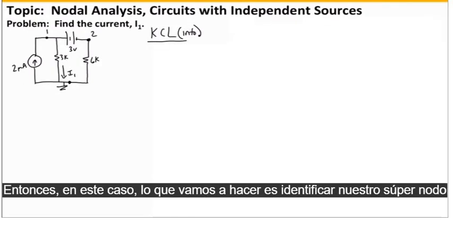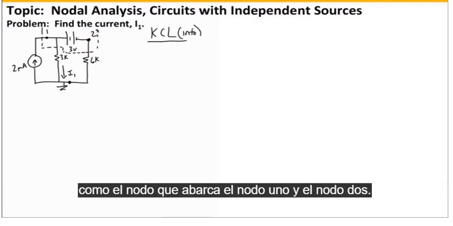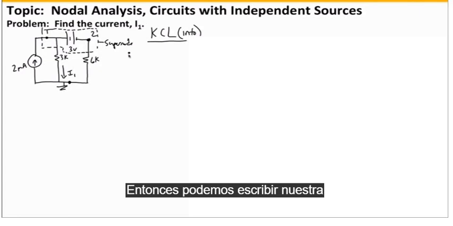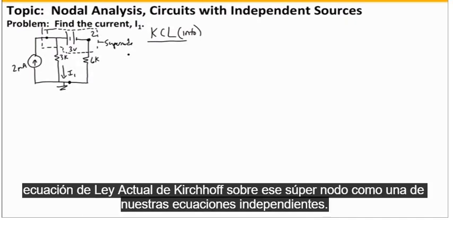In this case, we're going to identify our supernode as the node which encompasses node 1 and node 2 and our 3-volt source. So this is our supernode. We can then write Kirchhoff's current law equation about that supernode as one of our independent equations.